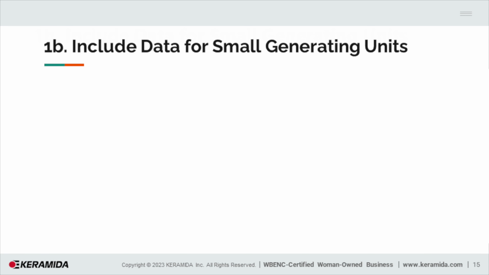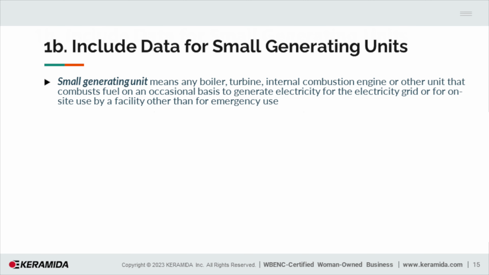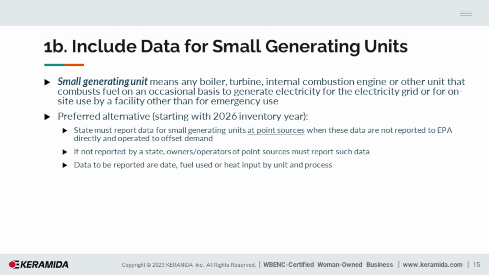Okay, so for small generating units, if you've got any kind of boiler or turbine that's going to produce electricity for the grid, then you're going to have to do additional reporting for those small units. And then the rule does have several alternatives within the report, and that's why it's important for people to review the rule and provide comments, since they are opting for giving you some options.